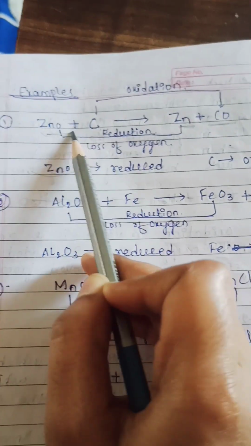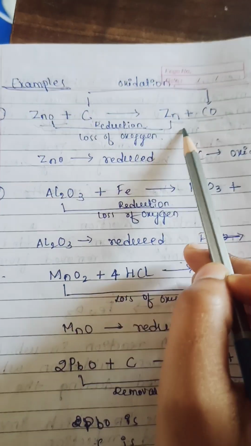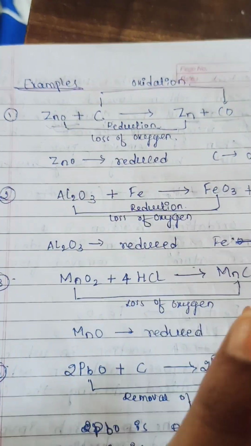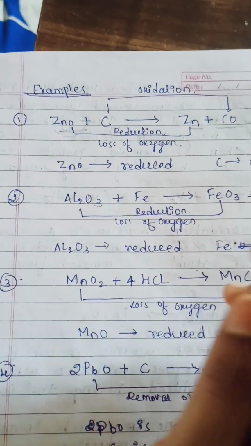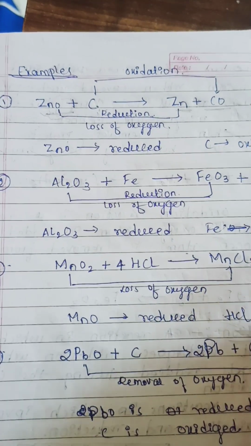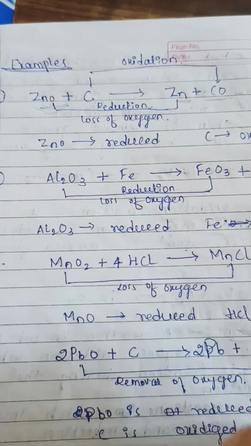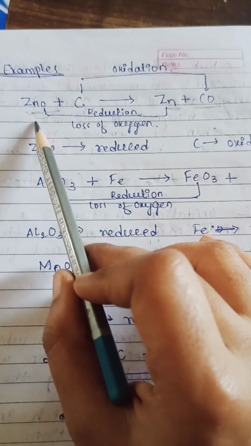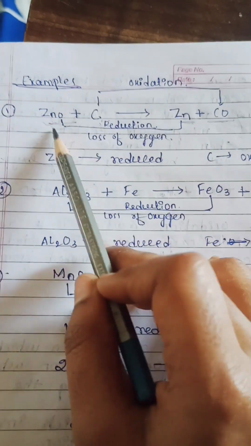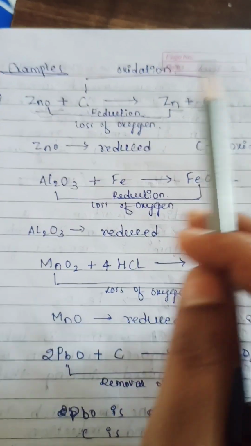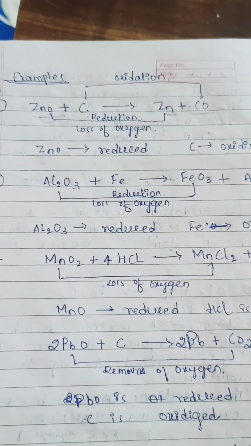So I will give you reduction examples. Here, in ZnO, O is removed completely and it becomes Zn plus CO. So removal of oxygen is called a reduction reaction. Adding oxygen is called an oxidation reaction, and removing oxygen is called a reduction reaction. In oxidation you add oxygen or remove hydrogen, and in reduction you remove oxygen or add hydrogen. So I hope you understood what is oxidation and what is reduction.